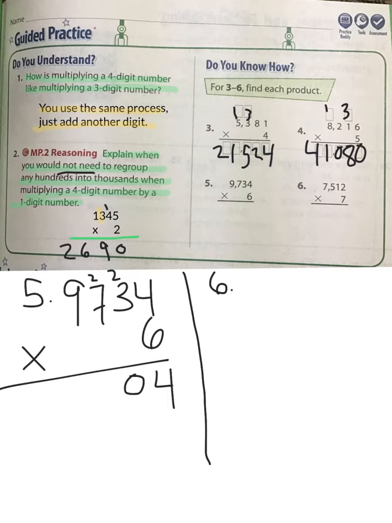Next, you're going to multiply 6 times 7, which is 42, plus 2 more is 44. Write down your 4 and regroup your 4. And last, you're going to multiply 6 times 9, which is 54, plus 4 more is 58. So your answer is going to be 58,404.